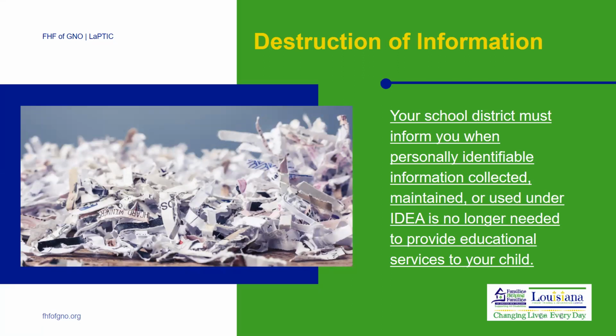Your school district has to inform you when any personally identifiable information that was used by the school to educate your child is destroyed. A permanent record of your child's basic information like name, address, phone number, grades, attendance records, the classes they took, and the grade level they completed, the year they completed it, those things can be maintained without time limitation. Just think about that as like a transcript. They will always keep a transcript of your child on file.